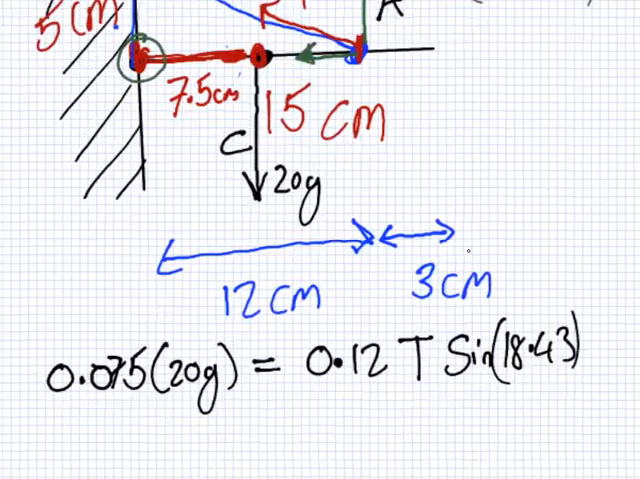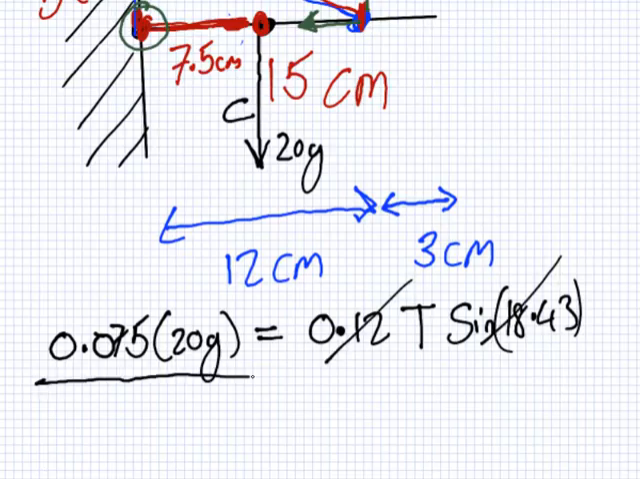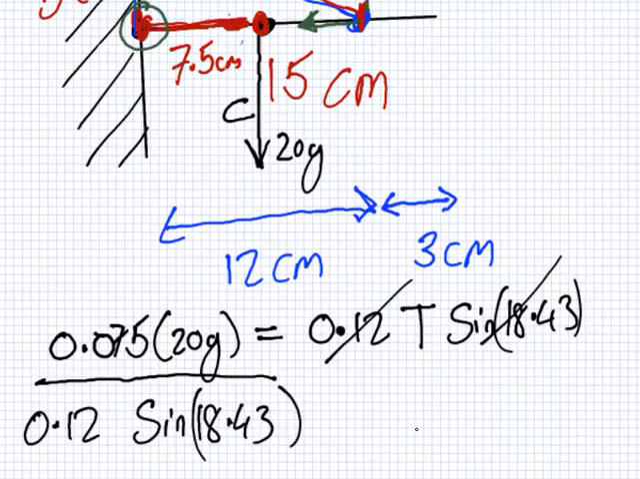Now, Mir, you were giving me the number on the left here, was it? But you know what? It doesn't matter because I'll just take both of these over here and do it in one step on the calculator. So that's 0.12 sine 18.43. So I get T equals.